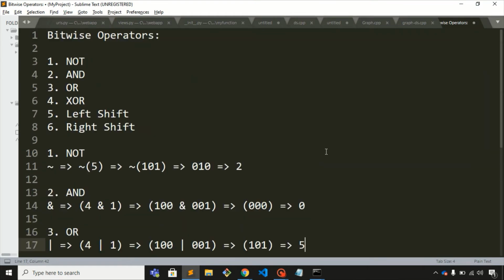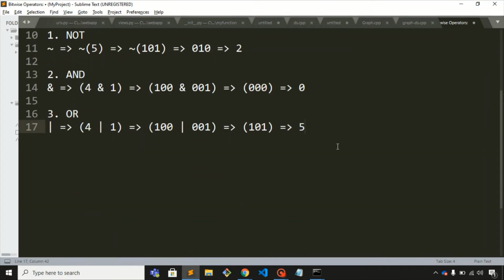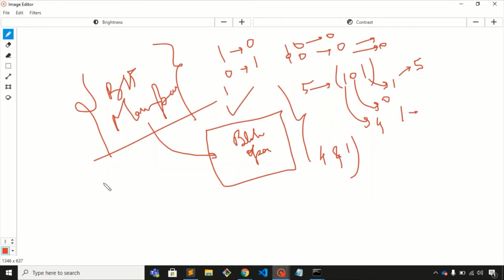The next one is the XOR operator. In the case of the XOR operator, if the bits are different, the output will be 1. So for 10 and 01, the output is 1, and for 00 and 11, the output is 0. This is the truth table of the XOR operator.